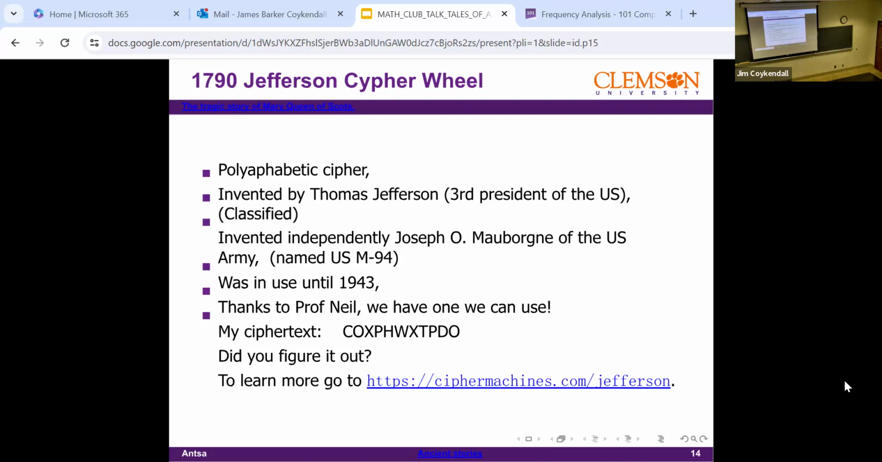Okay, let me try to rearrange it then. Yeah, because I know what the word is. So here we have like a C, so I'm just gonna CLP. COPHWX. COX. COXPHWXEPDO. So I'm gonna look at this. I didn't change it. And what's happened? That's really weird.